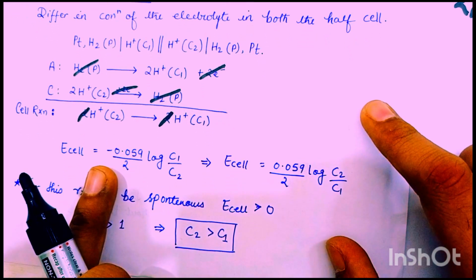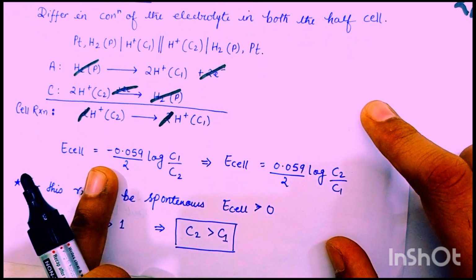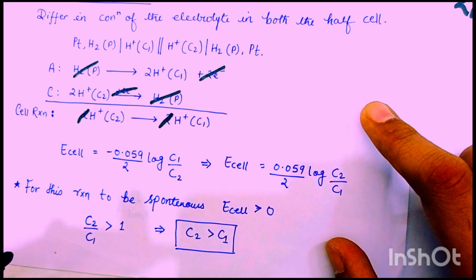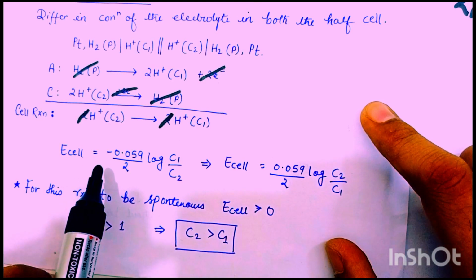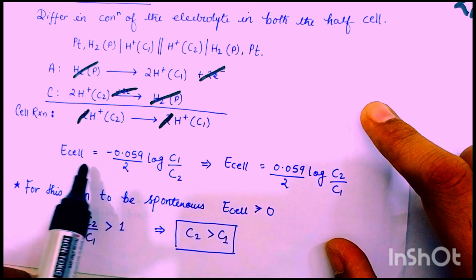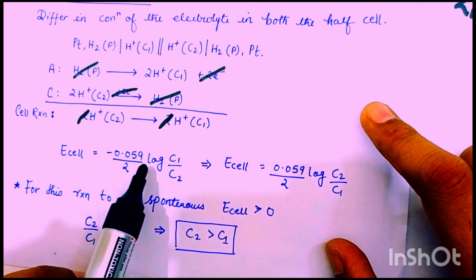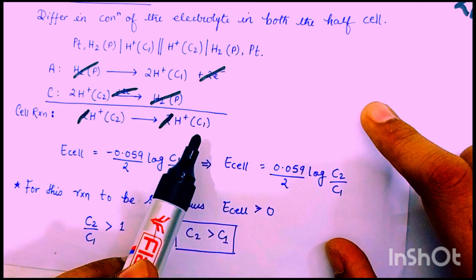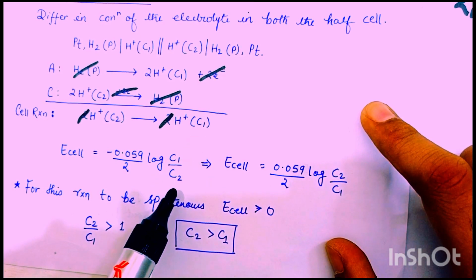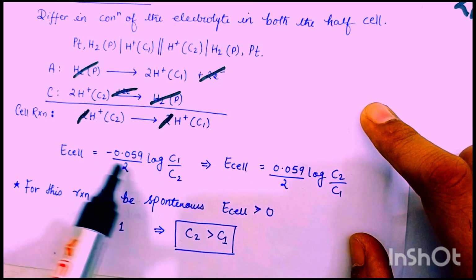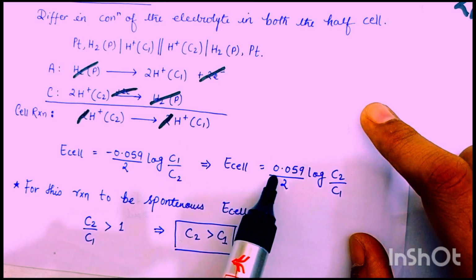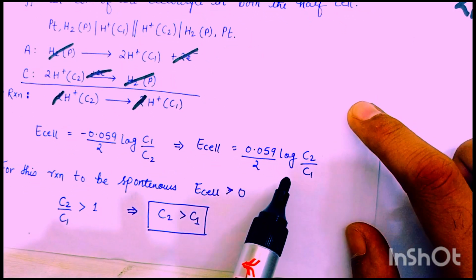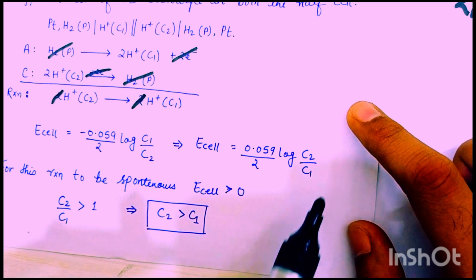So we can write the Nernst equation here in terms of the concentration cell, because in the concentration cell E naught cell is 0. For the concentration cell, E cell is equal to minus 0.059 upon 2 log product upon reactant. Here the product is C1 concentration and the reactant is C2 concentration. By removing the sign, the log gets reversed: 0.059 upon 2 log C2 upon C1.